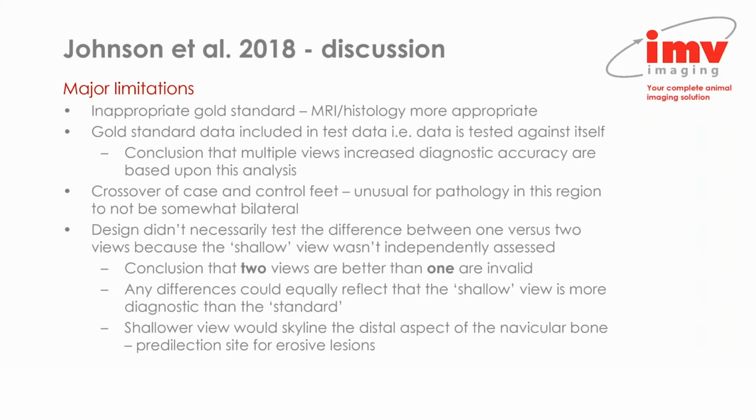As I said, there was potential for a crossover between case and control feet. So they used 2 feet from a single horse, obviously multiple times. And it would be unusual for pathology in this region to be completely unilateral. It can be asymmetrical, worse in one limb than the other, but it would be fairly unusual to have a horse that has a genuine control limb and a genuine case limb.